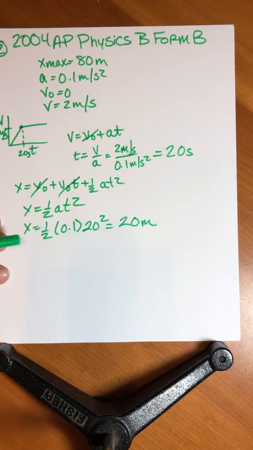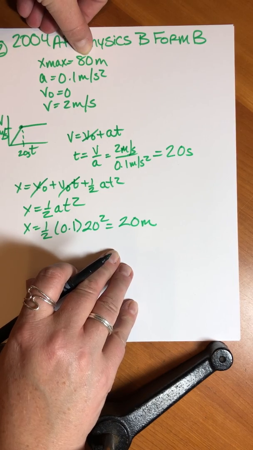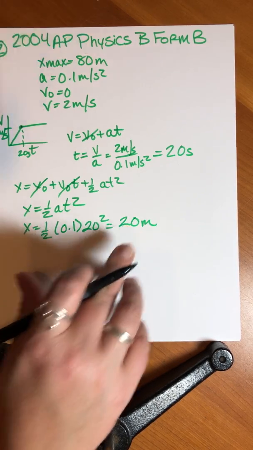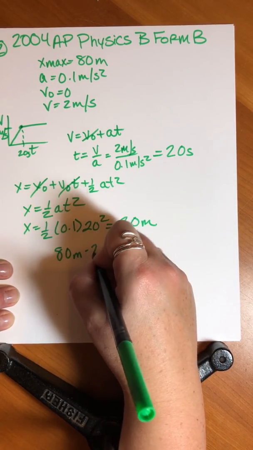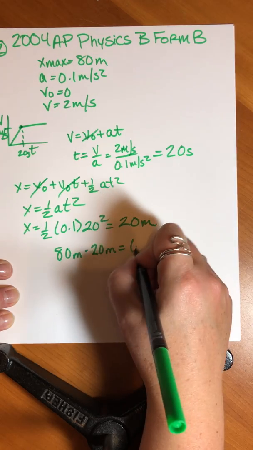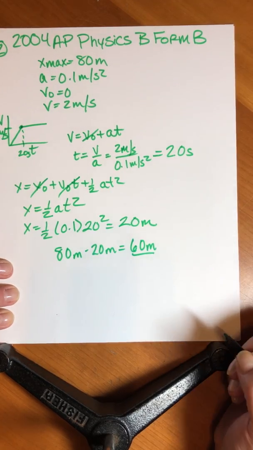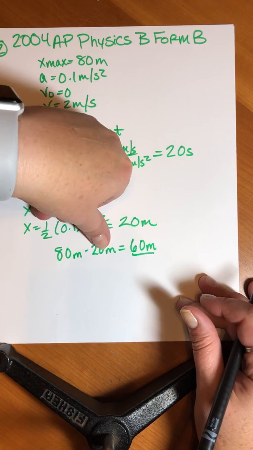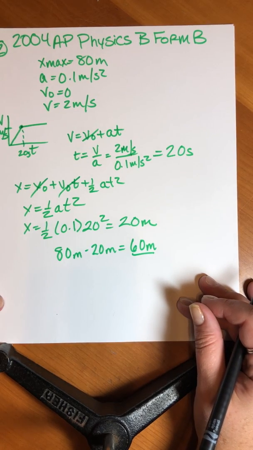Okay, so what this says is that our total distance here is 80 meters. For the first 20 meters, we're accelerating. But then of course, 80 meters minus 20 meters is 60 meters. So for the next 60 meters, we're moving at constant velocity. So this is the total depth, the depth that we're accelerating, and then this is the depth that we're moving at constant velocity.